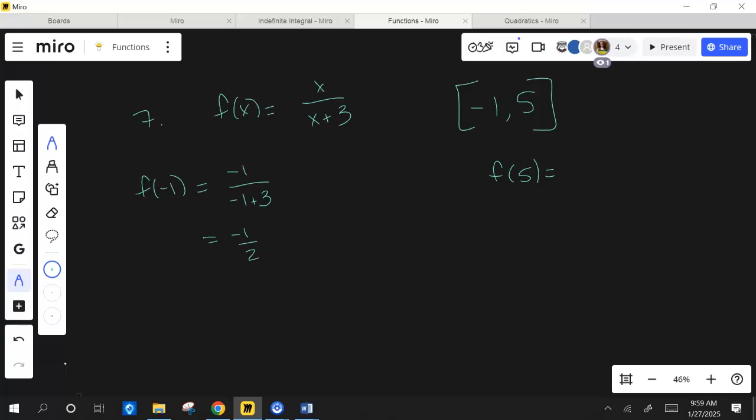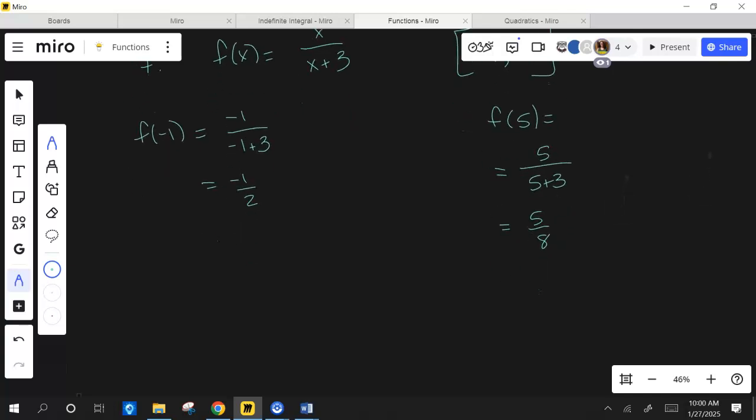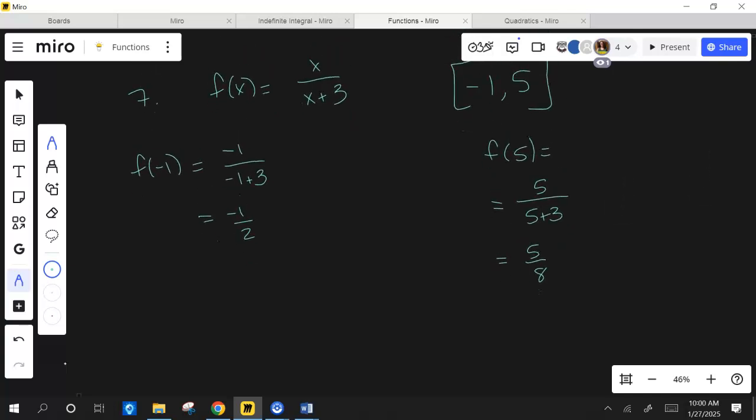But when I plug in the 5, so these are kind of nasty values, but that's okay. I can still work with them. It's just going to be a little bit harder. So this is the point -1 what? -1/2. And this is the point 5/8.